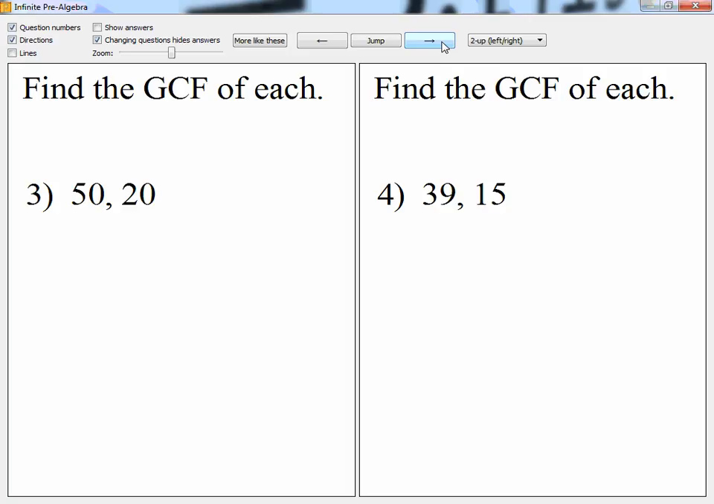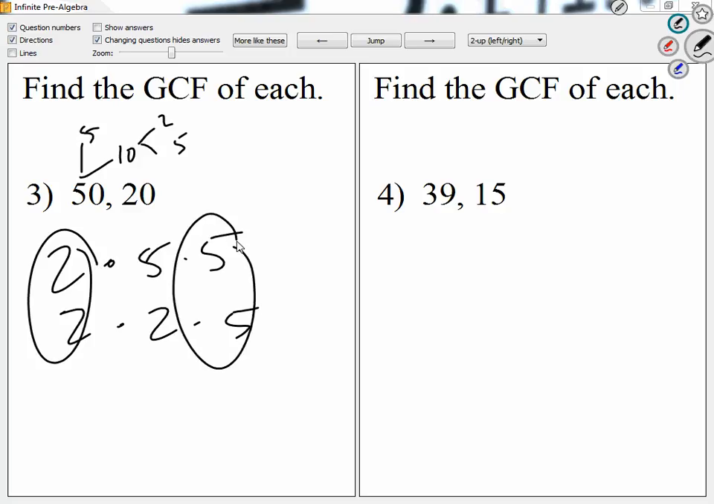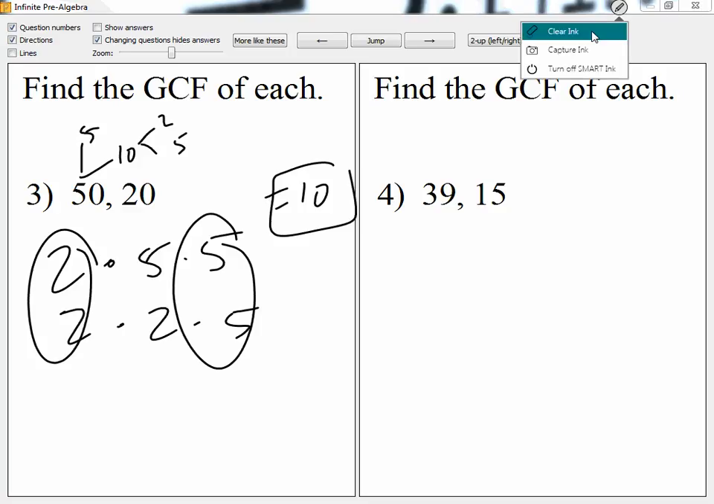Looking at 50, the prime factorization of 50, I know I can go 5 times 10, 2 times 5. So I'm just going to write that as 2 times 5 times 5. For 20, I know we have that in number 2. So I just have 2 times 2 times 5. I combine those. I look at what they have in common. What's the greatest common factor of 20 and 50? Is it 10? Right, multiply 2 times 5. Multiply what they have in common. And there you go.